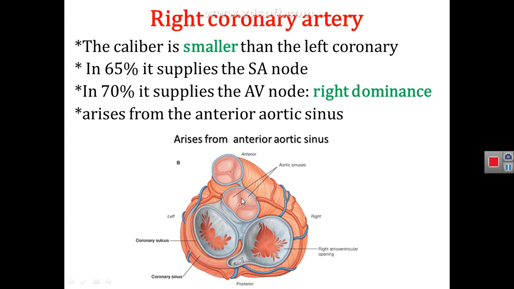Usually, as the figure shows, the origin of the right coronary artery is from the wall of the ascending aorta above the anterior semilunar cusp of the aortic semilunar valve. And so it is originating from the anterior aortic sinus.